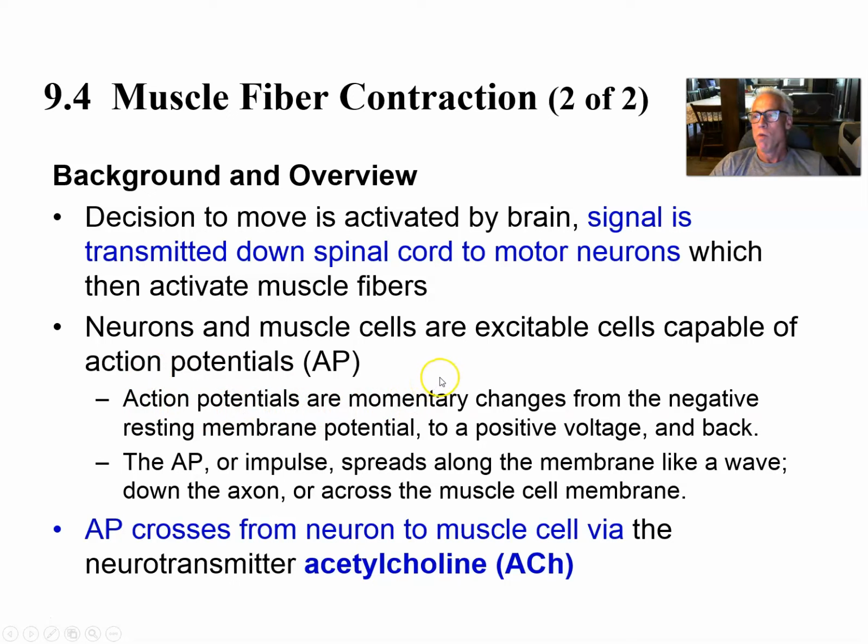What it is is a momentary change from the negative resting membrane potential to a positive interior of the cell and then back. And that momentary change in the polarity of the potential in the membrane sweeps down the membrane like a wave. In this case, it's sweeping down the axon of the motor neuron, and eventually it's going to trigger such an event in the muscle cell. So that action potential will essentially jump from the motor neuron over to the muscle cell and induce an action potential there through the action of a neurotransmitter.